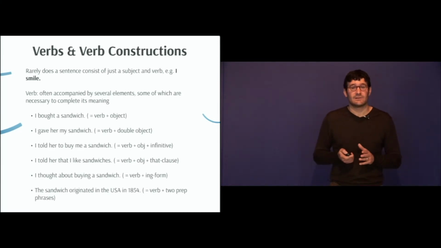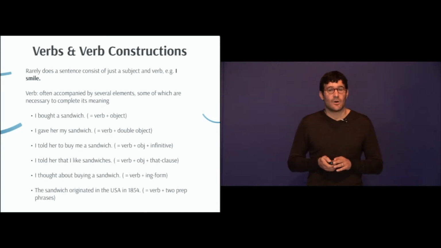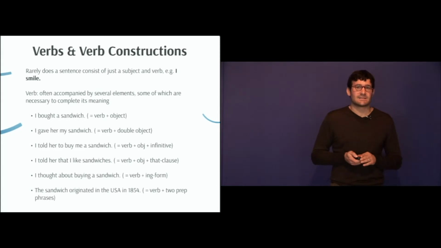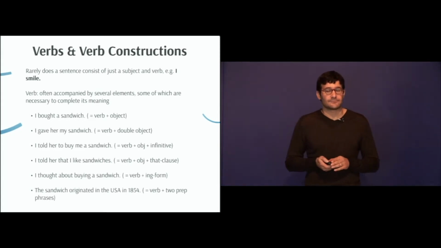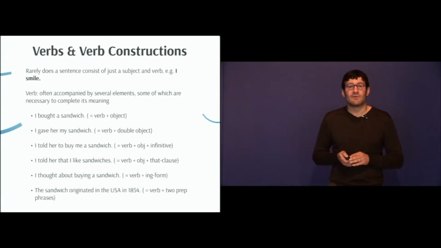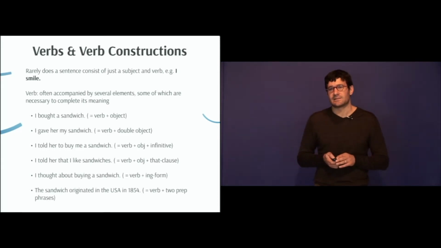So let's see if we can go through some of the typical pitfalls, and I can show you where you're most apt to make mistakes. Rarely does a sentence consist of just a subject and a verb, for example, I smile. The verb is often accompanied by several elements, some of which are necessary to complete its meaning. So let's take a look at these sentences.